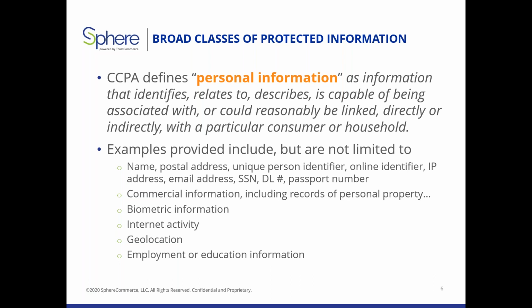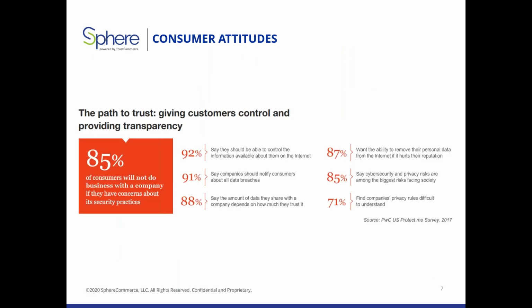So we see the landscape of privacy really going through some significant changes, and we see consumer attitudes changing as well. If you look at the path to trust, this is from a PricewaterhouseCoopers survey done in 2017. You can see the really high expectations of consumers when it comes to privacy with the organizations with whom they do business. 85% of consumers will not do business with a company if they have concerns about its security practices. And 88% say the amount of data they share with a company depends on how much they trust it.